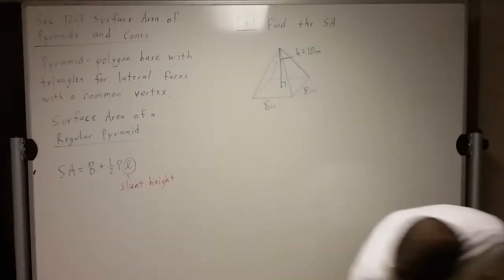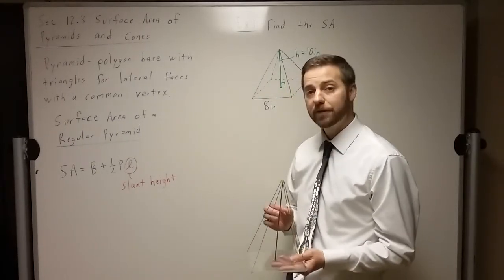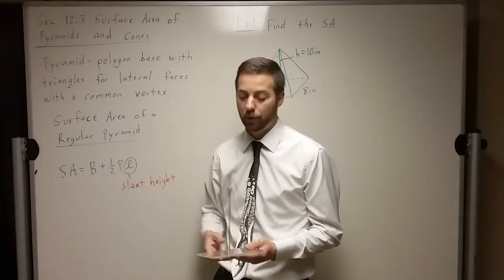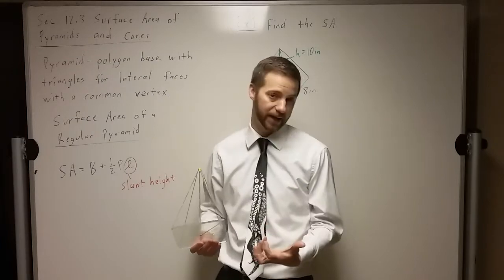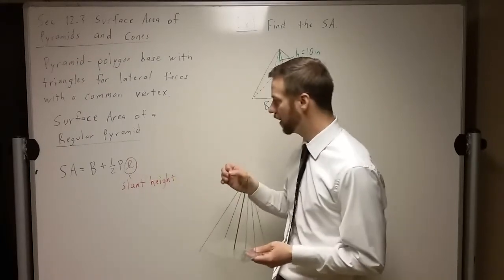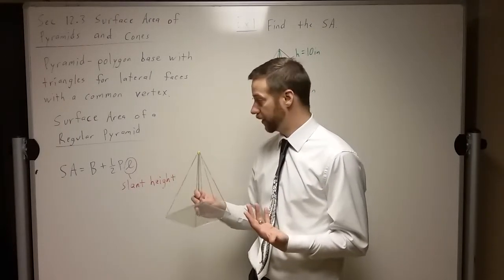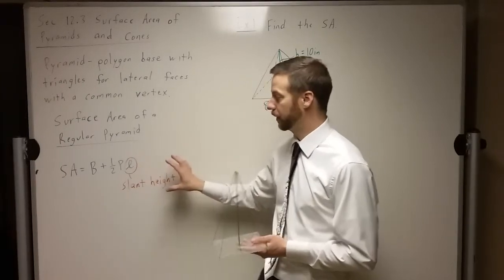Now, one big thing, if we're going to find the surface area of one of these, for the most part we'll be finding surface area for regular pyramids, ones that have a regular polygon for the base. So that rectangle, for example, would not be a regular pyramid because the base is not a regular polygon. But to be a regular pyramid, this would work.